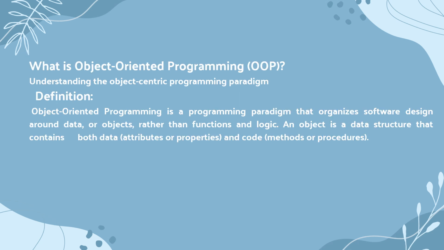What is object-oriented programming, OOPS? Understanding the object-centric programming paradigm. Definition: object-oriented programming is a programming paradigm that organizes software design around data, or objects, rather than functions and logic. An object is a data structure that contains both data, attributes or properties, and code, methods or procedures.